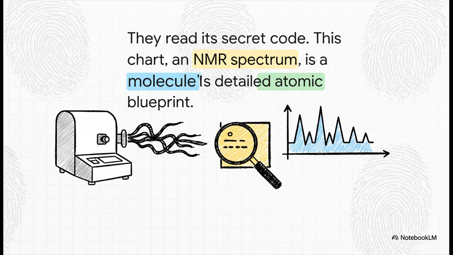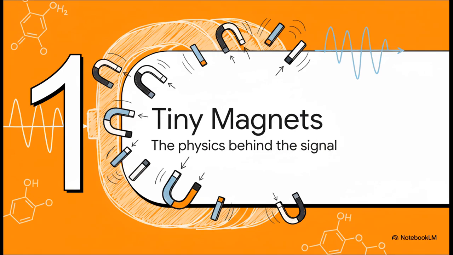A chemist will take that liquid, put it in a machine, and get back a chart that looks, well, like this. Now, to you and me, it might just look like a bunch of random spikes and squiggles, right? But to a chemist, this is a blueprint. It's the molecule's unique fingerprint. It's called an NMR spectrum, and today, we are going to learn how to crack that code. All right, let's get into it.